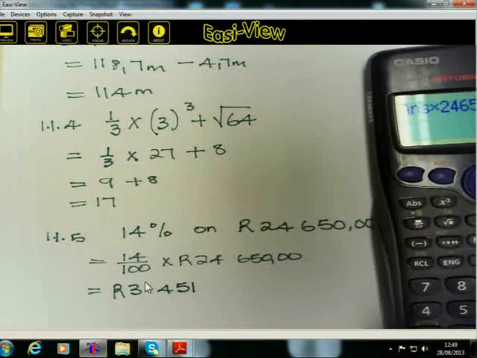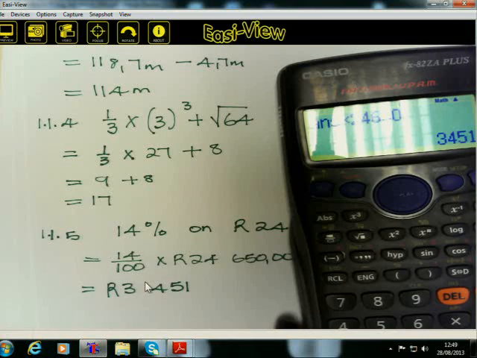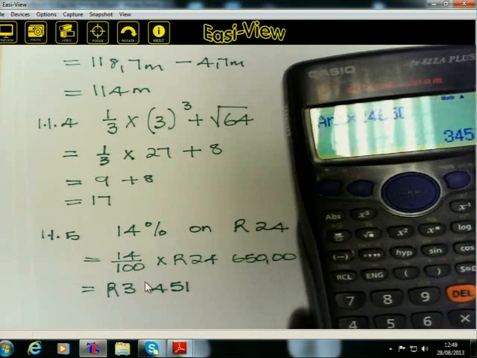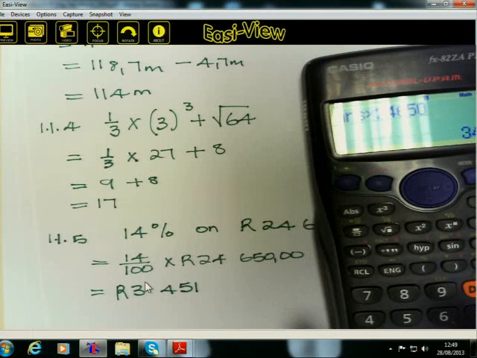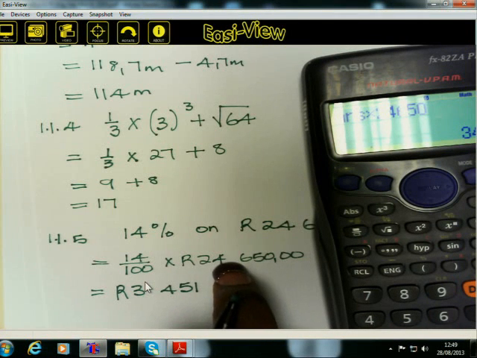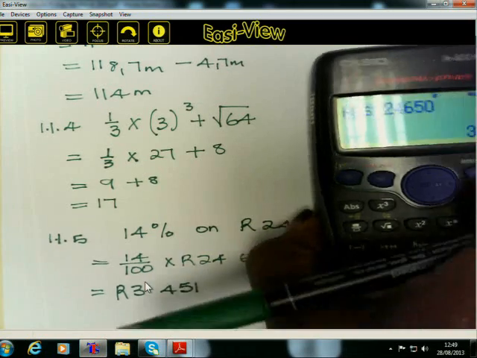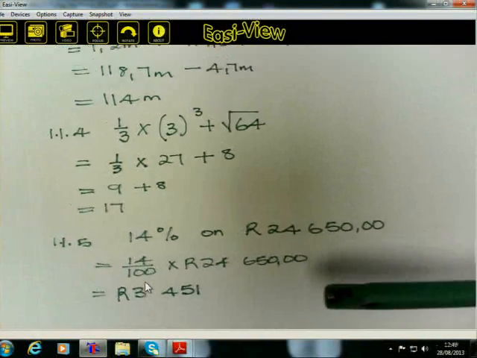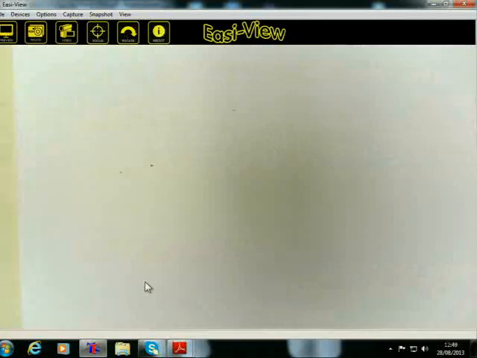So that is our 14% of 24,650. I don't know if you have noticed, I've been including my units, and if you can look at the numbers, we always group them in threes. That is why there's a space between the 24 and 650. That is why we have a space between the 3,000 and the 451. So make sure that you also group your numbers in groups of 3. It makes it easy for you even to read your numbers. Let's go on to the next question.